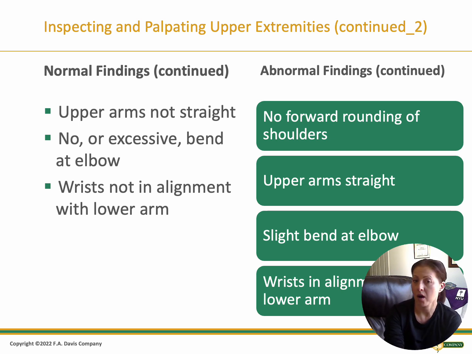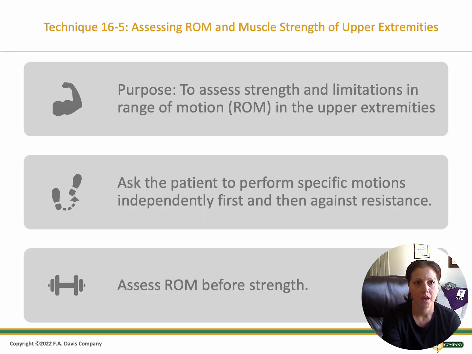Abnormal findings: the arms are not straight, or one is longer than the other, or one is not flexed as well as it should be, or there's a difference in their arm strength, or the wrists are not in alignment with their lower arm. We would assess range of motion and muscle strength of the extremities by asking them to push, pull, tug forward. We always want to assess the range of motion before we assess the strength of that joint and that muscle.